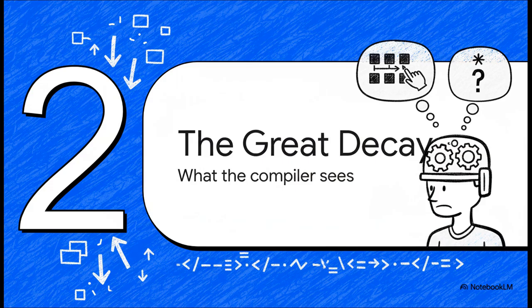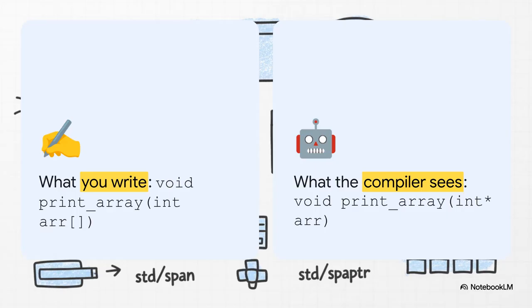And this brings us right to the heart of the matter. You think you're telling the compiler one thing, but it's actually hearing something a little bit different. And this whole phenomenon has a cool, kind of dramatic name: array decay. Now, take a look at this. On the left, you see the function we think we're writing, one that takes an array. But on the right is what the compiler actually understands, a function that just takes a pointer to an integer. And get this, to the compiler, these two are exactly the same thing. That array syntax is just what we call syntactic sugar. It's just a convenient shortcut for a pointer.